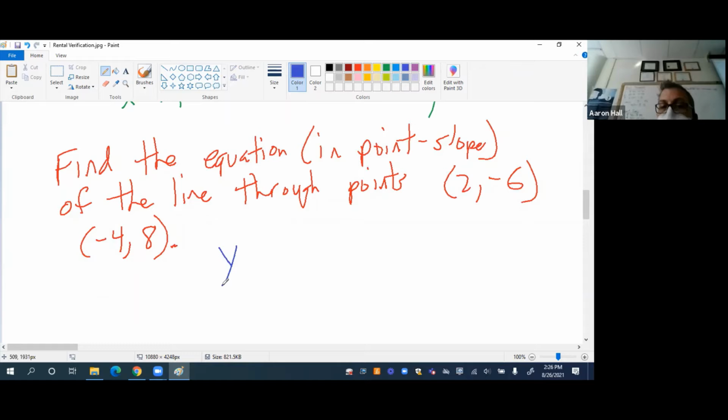y minus y subset 1 equals m times. Nice. Yep. So I want to use point slope form, and I want to write an equation that goes through those 2 points. Yeah, so I plug in numbers. What numbers should I plug in and where?